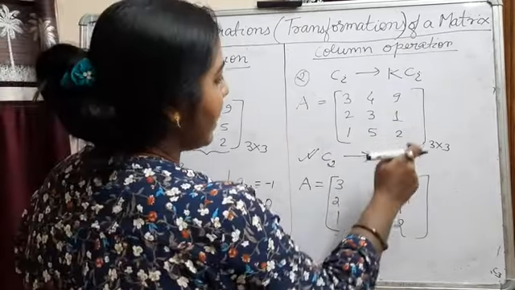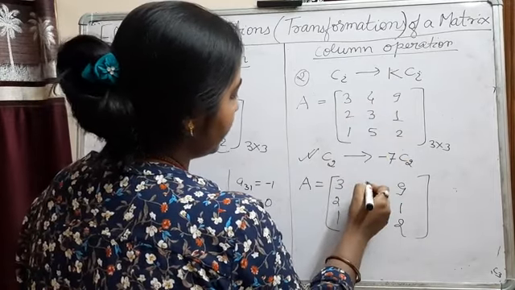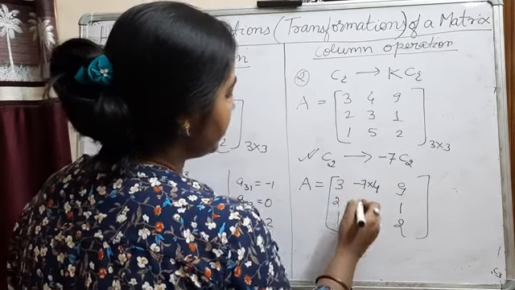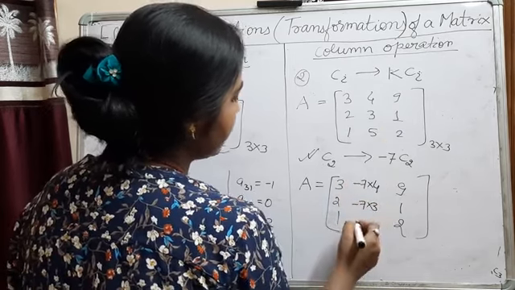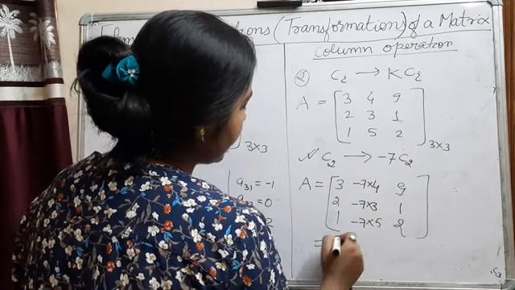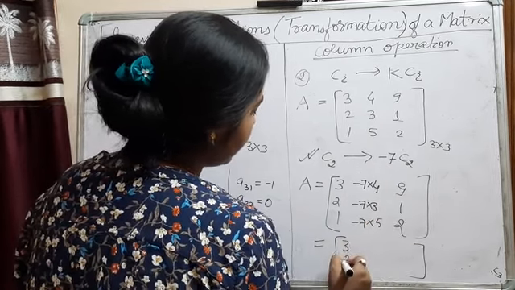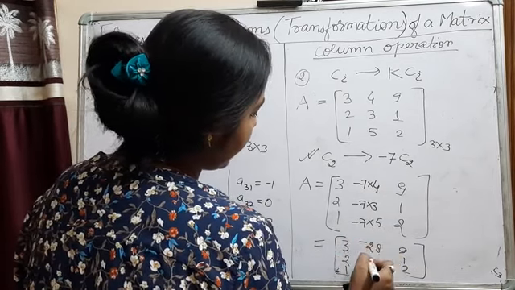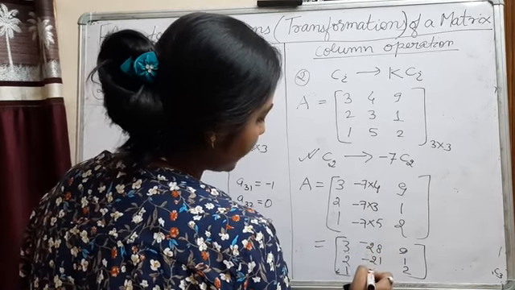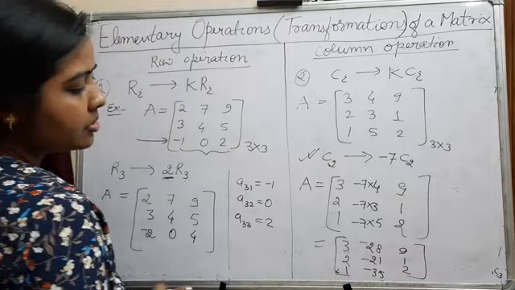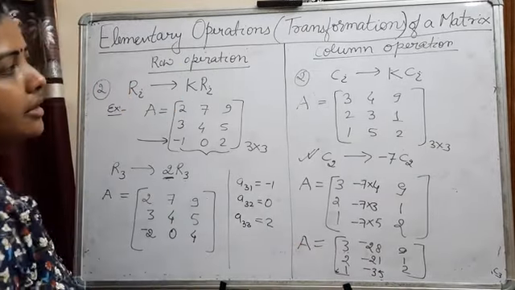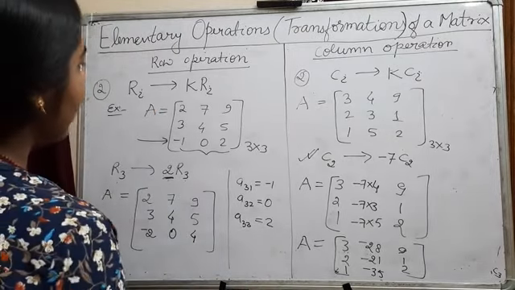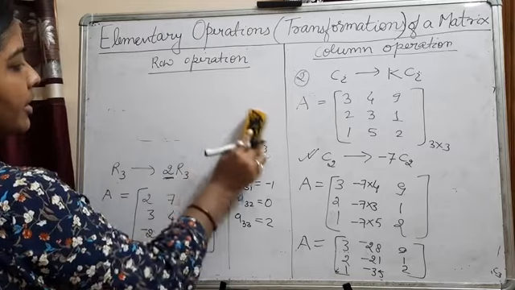So minus 7 into 4. I am going to write it as minus 7 into 4, then minus 7 into 3, then minus 7 into 5. So the resultant I am getting here is 3, 2, 1, 9, 1, 2, and here it is minus 28, minus 21, minus 35. So this is the second elementary column operation. Now the third elementary operation we will discuss.